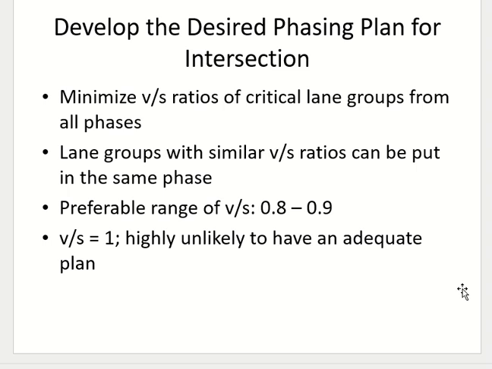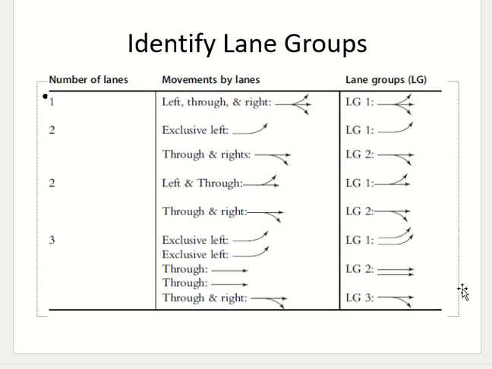When you are developing the phasing plan, we will see it. When you are developing the phasing plan, try to keep the lane groups which have similar V by S ratio in the same phase. So you may have, for example, this one, this is a lane group, and this is a lane group, right? You decide this one has V by S ratio of, let's say, 0.1, and this one has around 0.1. So the time required by this one and this one are also the same. If they are in the same phase, there is no wastage of time.